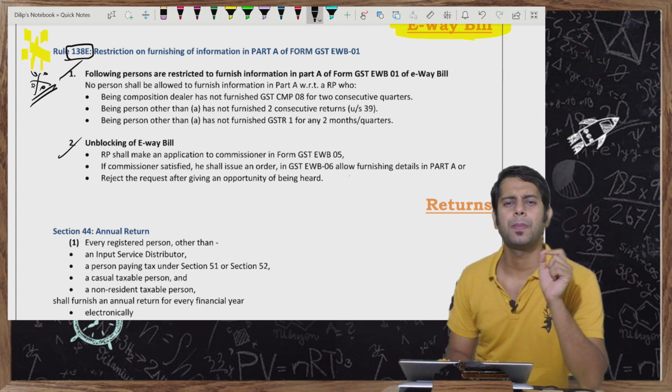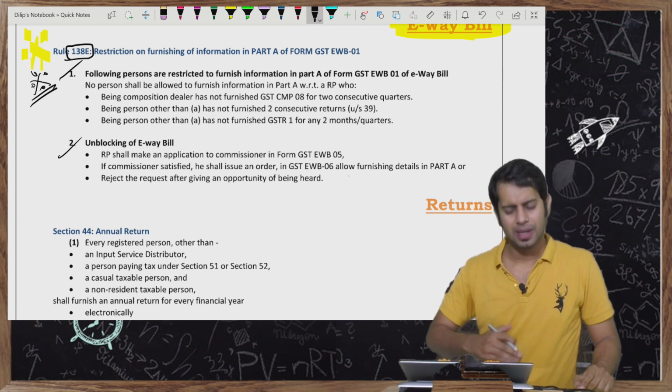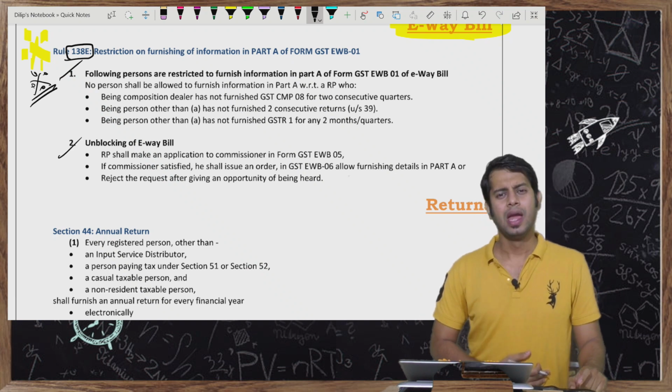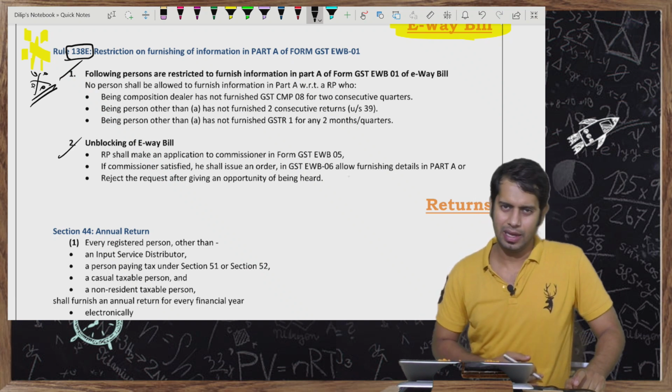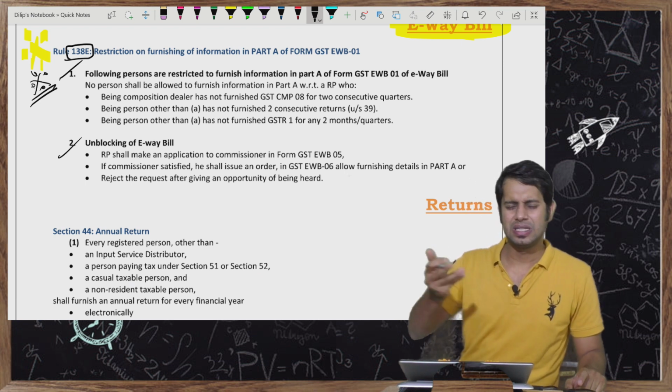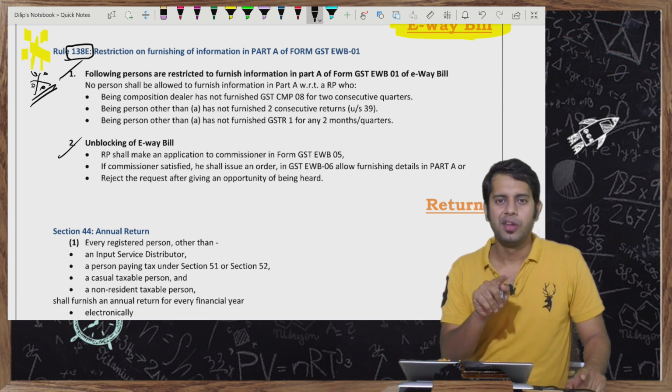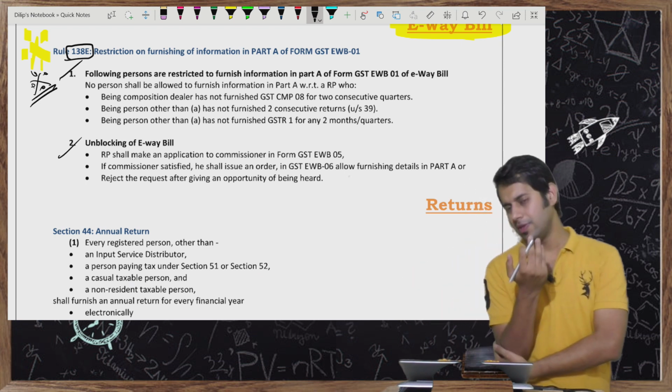This is telling if you are a person who is liable to generate an e-way bill, etc. If you are a person who has not filed returns for 3 months, 2 months, etc., then for you, we will restrict you from generating an e-way bill.